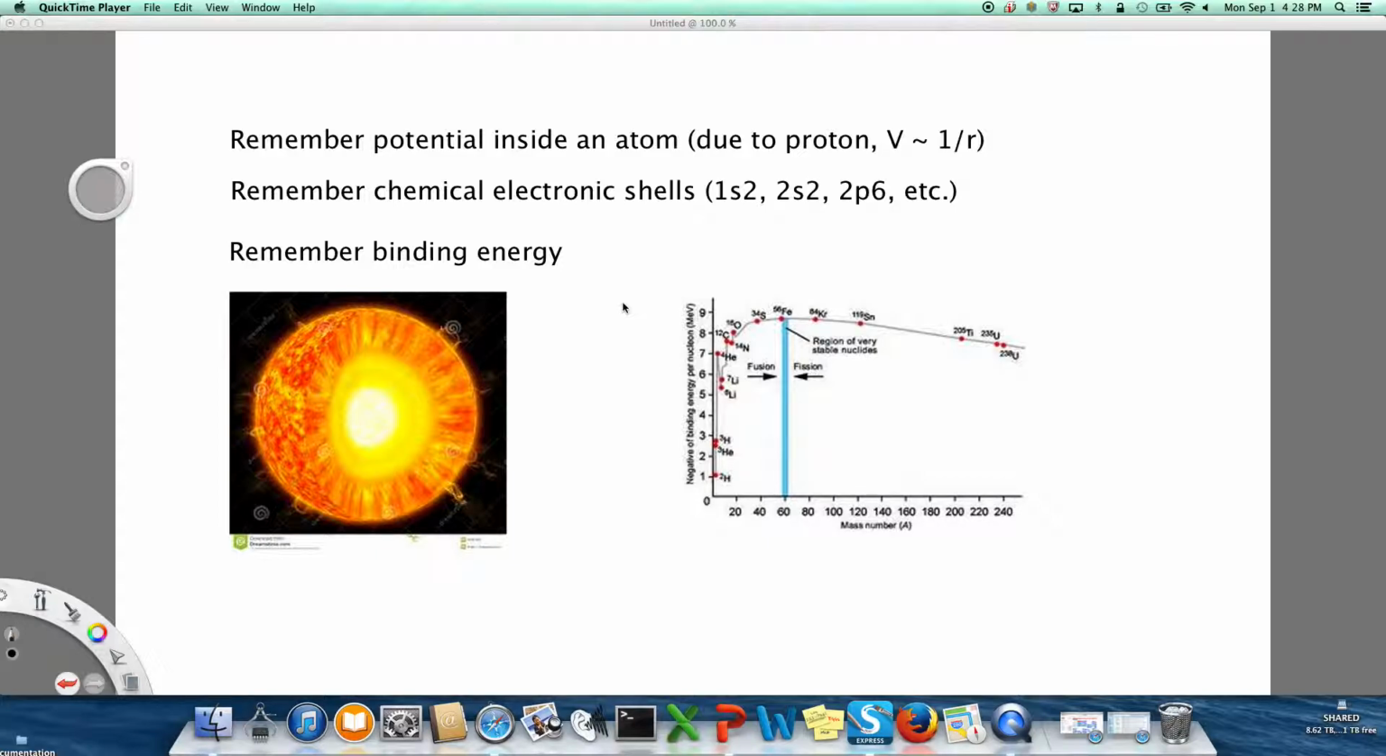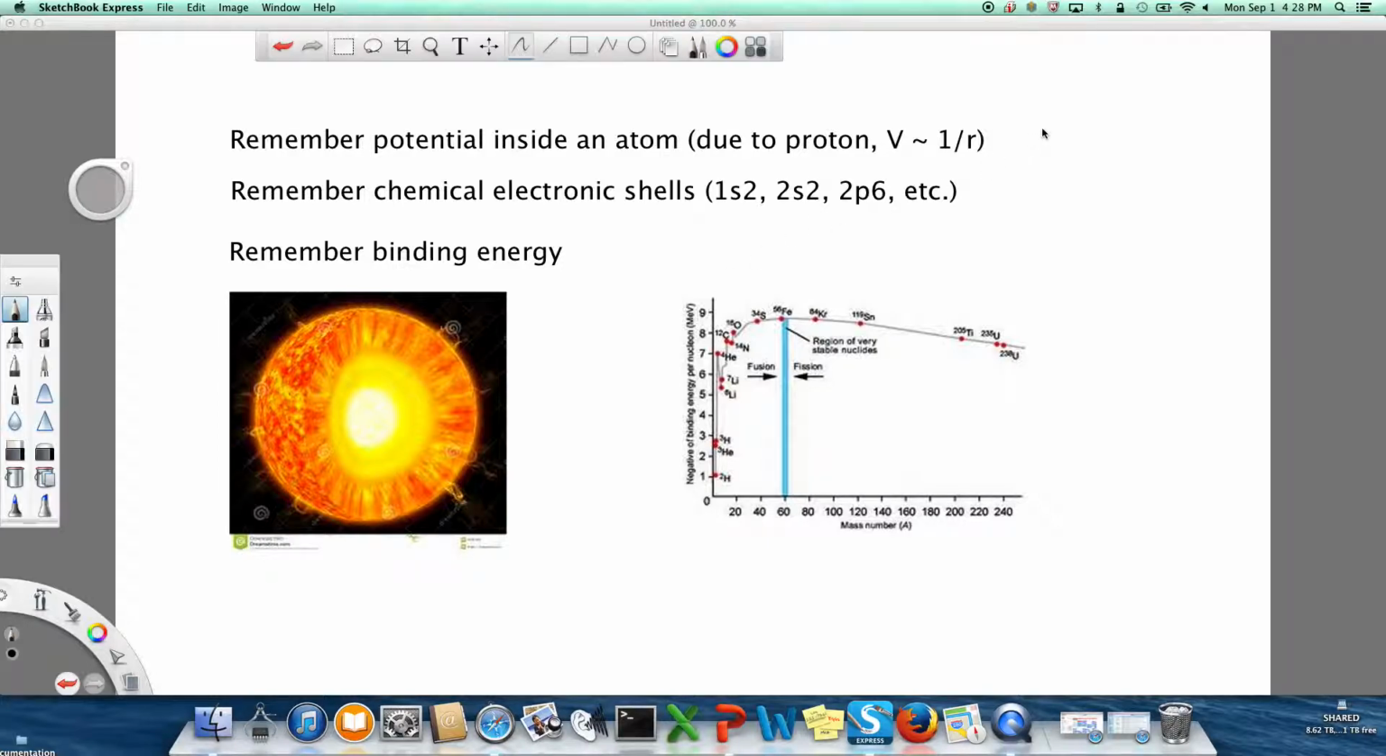As you get ready for class on Wednesday, I'd like you to think about a few things. First of all, remember your structure of the atom. A simple atom like a hydrogen atom may have a proton here in the center, surrounded by an electron that travels around in a circle around the outside of the atom. What is it that keeps that electron going?